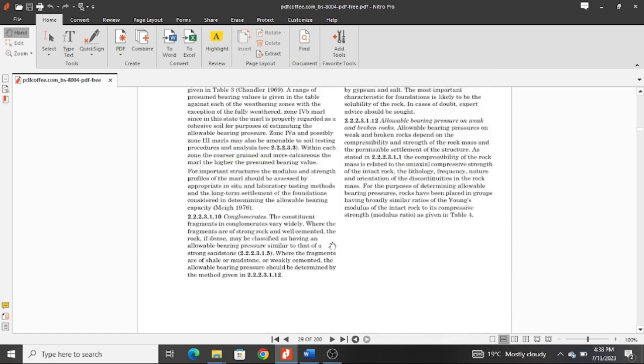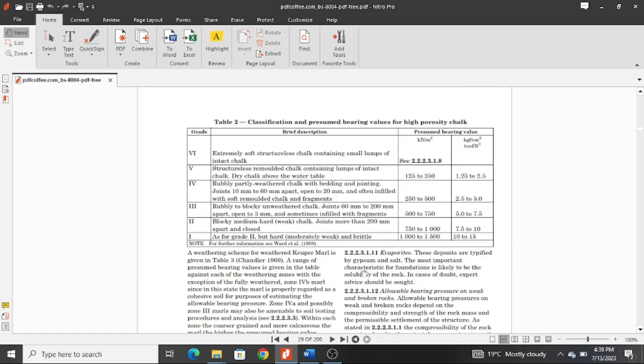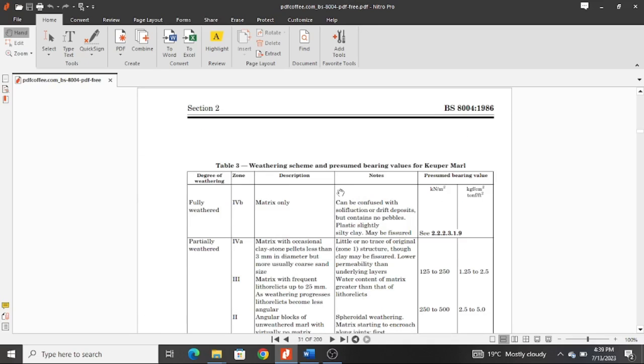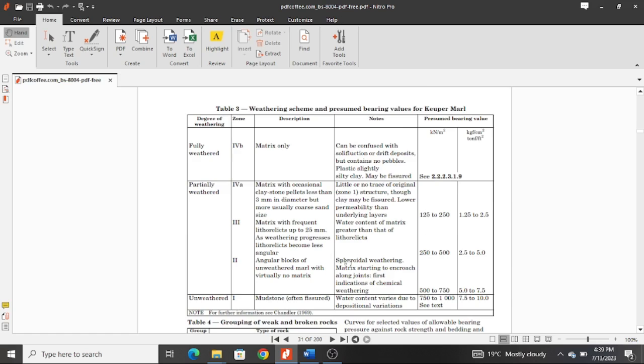Now let's rush to page 36. Now also you can see the classification and presumed bearing values for high porosity chalk, and you can observe that you have 125 to 250, and the descriptions have been given here. So if you're dealing with rocks with high limestone or chalk, you can use this table also to determine your bearing capacity. And the weathering scheme and presumed bearing values for Keuper Marl, the values are also here, and then you can go through them.